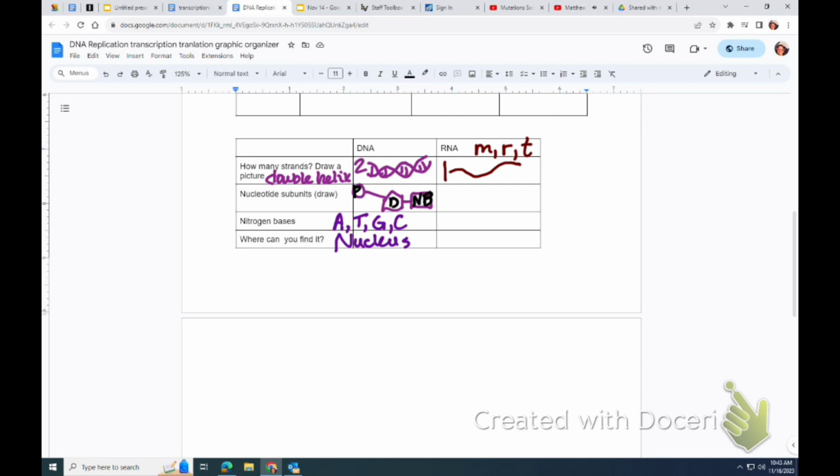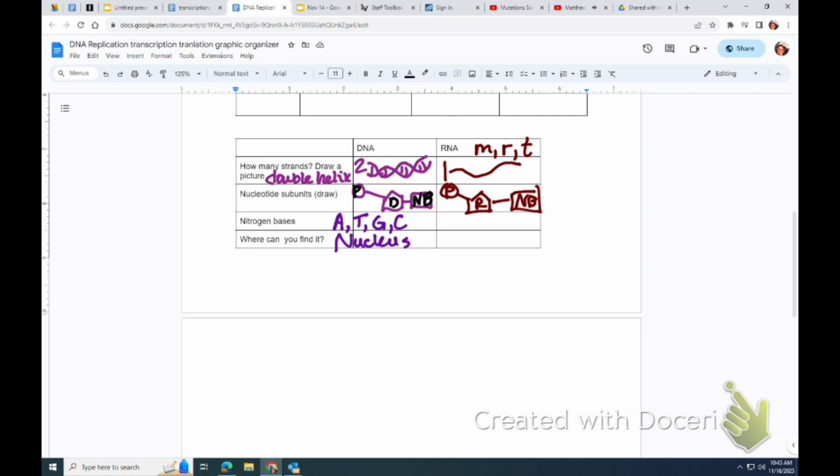RNA still has subunits. It still has nucleotides. I am still going to have a phosphate. I am still going to have my sugar. This time his name has changed. It's now ribonucleic acid, not deoxyribo. And then I still have my nitrogenous bases. But the difference here is I don't have hydrogen at the center bonding one base to another base. It's just a single strand. So there's only one side of backbone and one side of bases. There's nothing on the other side.